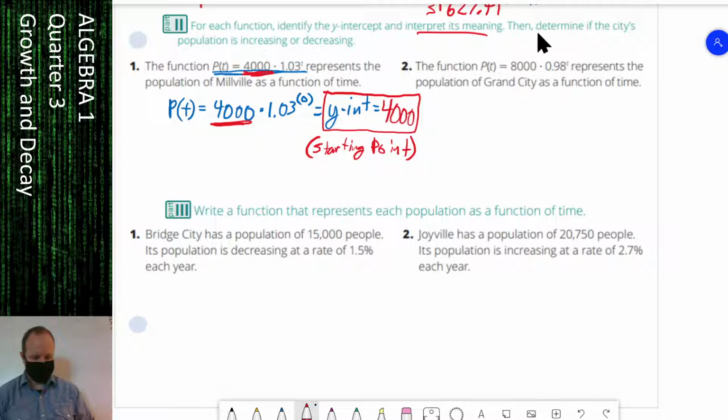The next thing we need to determine is whether our population is increasing or decreasing. When we plug in future years, t equals 5 or 7, we want to know if our population is going to be above or below 4,000. So first, just start by plugging in any number for t. Say 5 or 7, any positive number down the road. What would be 1.03 to the 5th power?